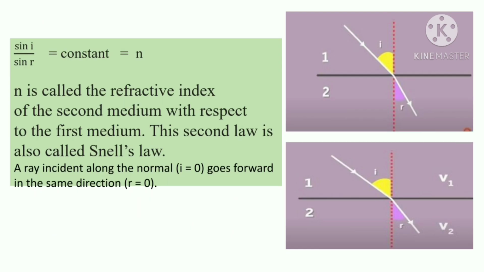Before we find out what is refractive index, let us recall something. We have learnt what is Snell's law. Snell's law states that for a given pair of media, the ratio of the sine of angle of incidence to the sine of angle of refraction is a constant. In other words, we say sin i upon sin r is equal to constant. This is known as Snell's law.